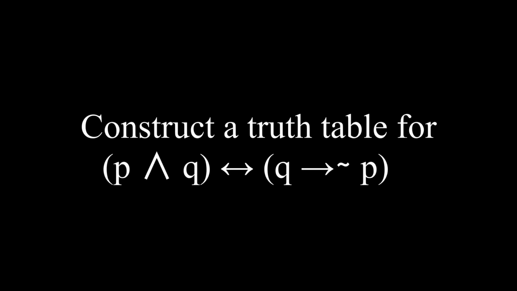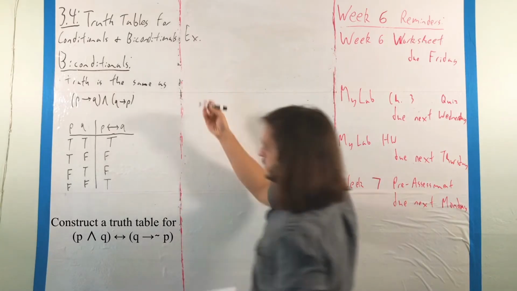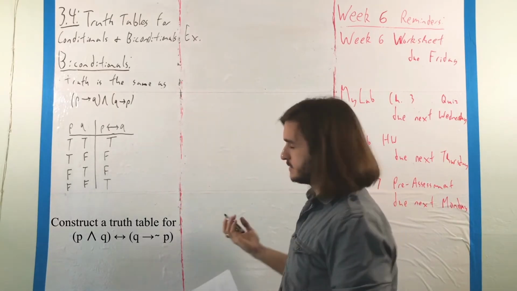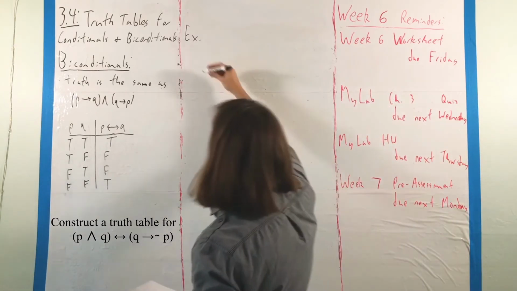Now let's look at an example where what we want to do is construct a truth table for P and Q if and only if Q implies the negation of P. This one's going to take a little bit. Since we just have two statements, you don't have to worry about making too many rows, at least. We're going to have a lot of columns.